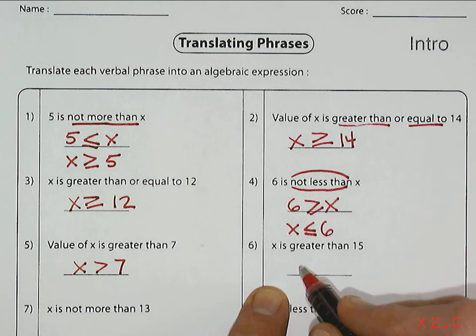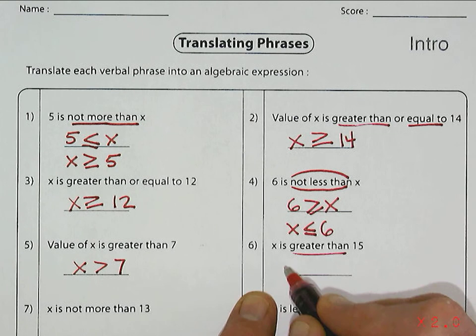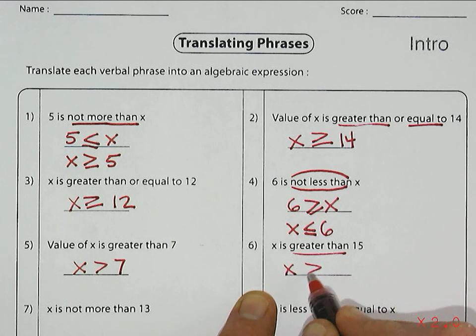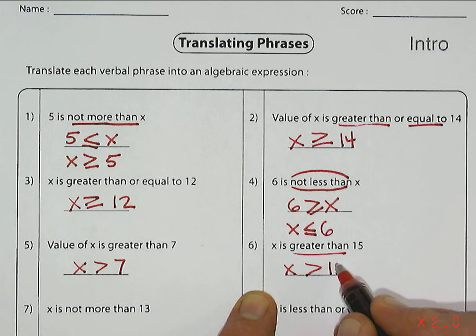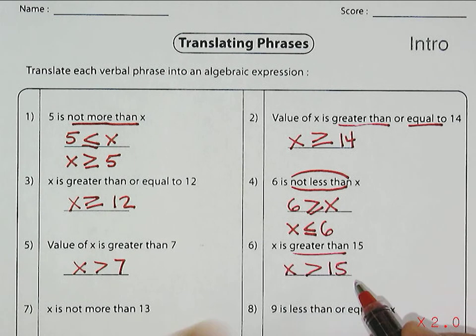Same thing with this one. X is greater than, so I get the symbol greater than 15. X is greater than 15.